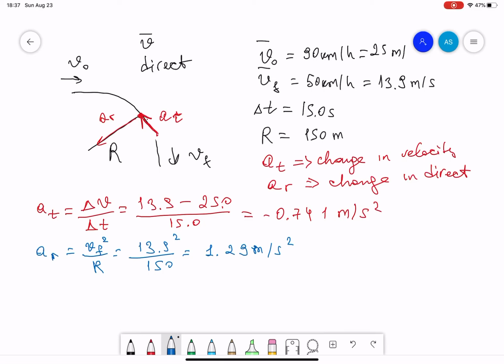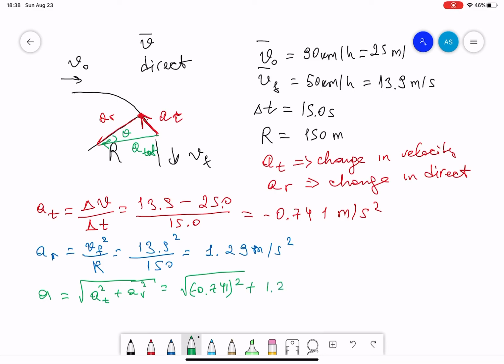So as you can see, we have two accelerations, one tangential and one radial. That means we can find our total acceleration. The total acceleration is simply this one, and we also have an angle theta. Let's call it A, which is the square root of A tangential squared plus A radial squared. So let's plug in the numbers: minus 0.741 squared plus 1.29 squared. If you do the calculation, you will find that the acceleration is equal to 1.48 meters per second squared. This is the total acceleration that we are looking for.